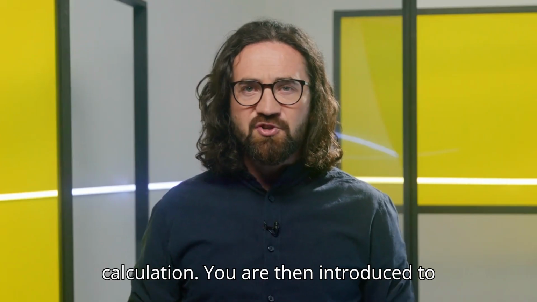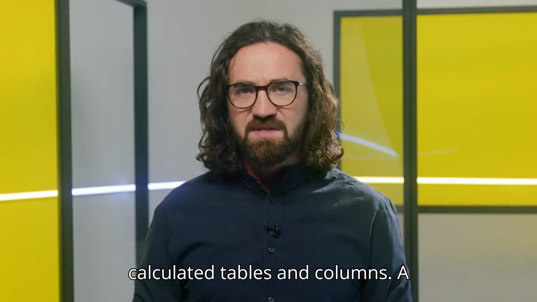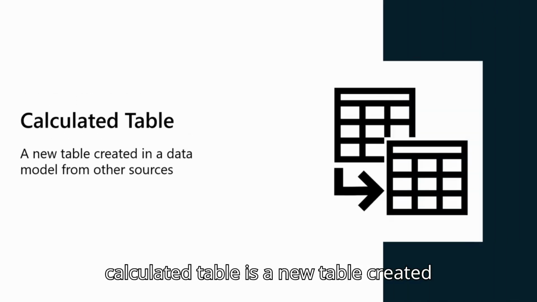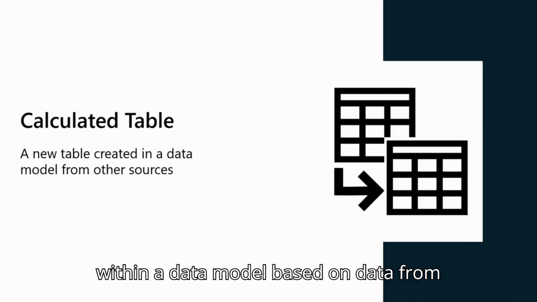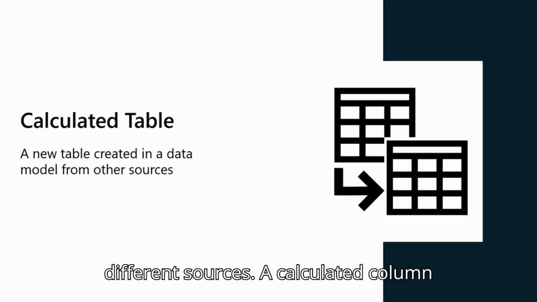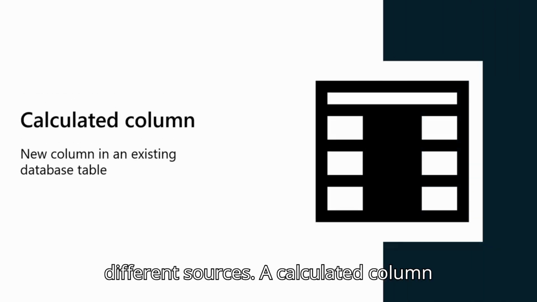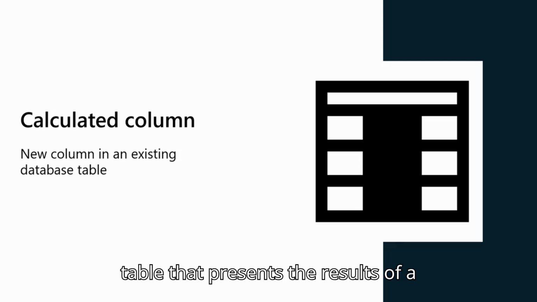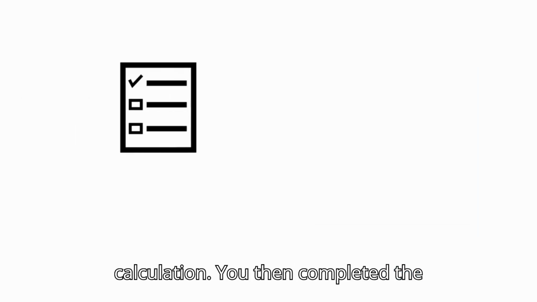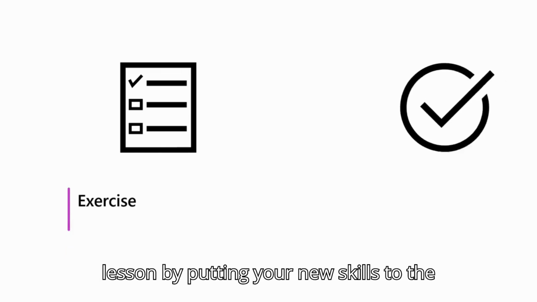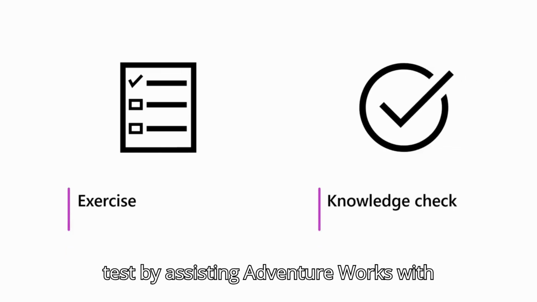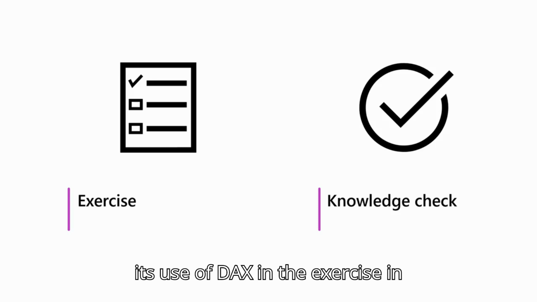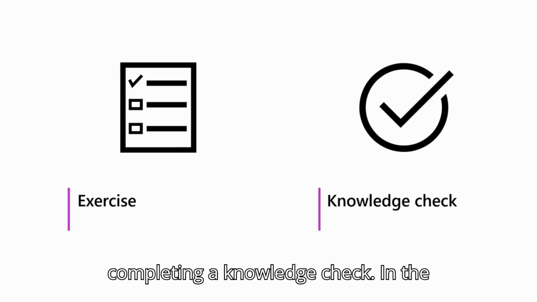You are then introduced to calculated tables and columns. A calculated table is a new table created within a data model based on data from different sources. A calculated column is a new column added to an existing table that presents the results of a calculation. You then completed the lesson by putting your new skills to the test by assisting AdventureWorks with its use of DAX in the exercise and completing a knowledge check.